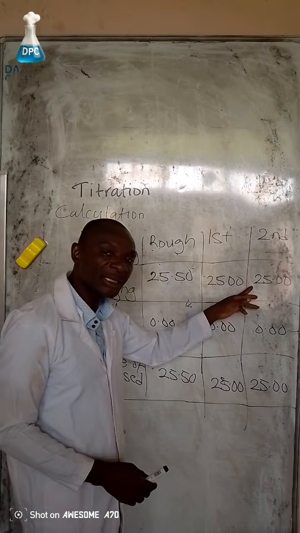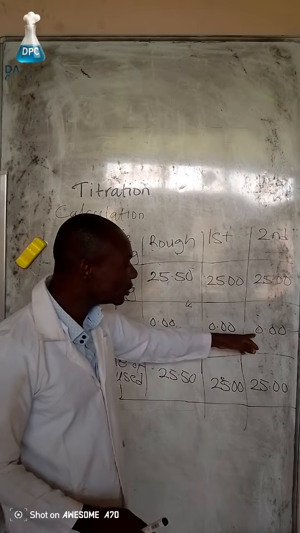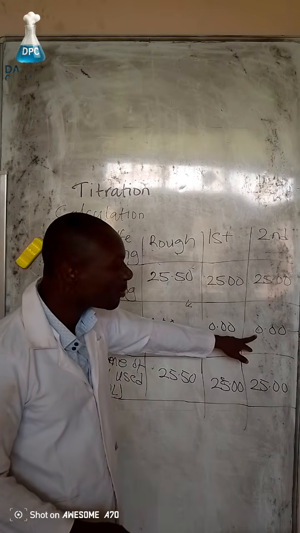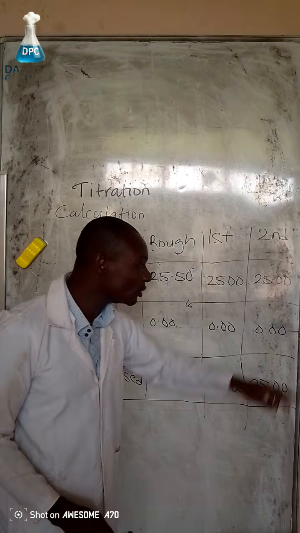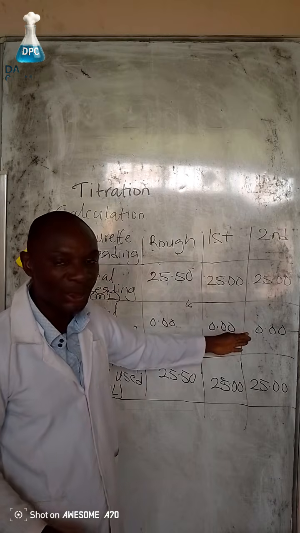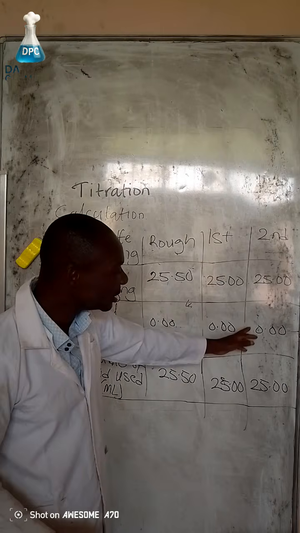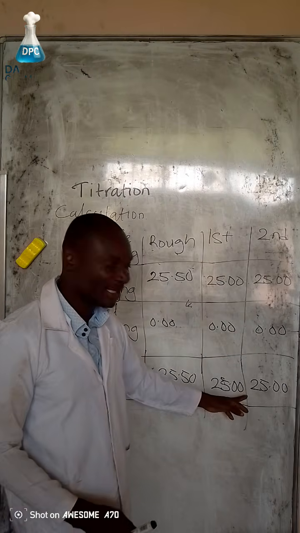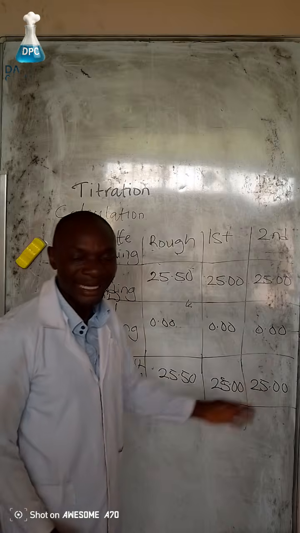Then the last titration. Now I refill the burette to the 0 mark. So I now report my initial reading again to be 0.00. And now I titrated to the end point, and I got 25.00 again. I do the difference to get the volume of acid used. It now gives me 25.00 again.